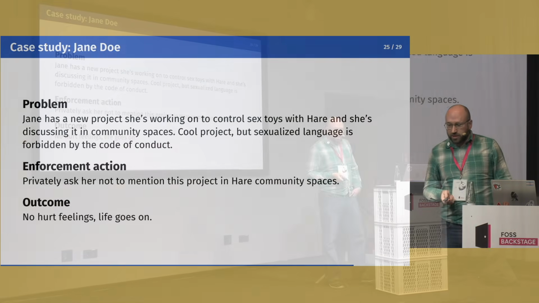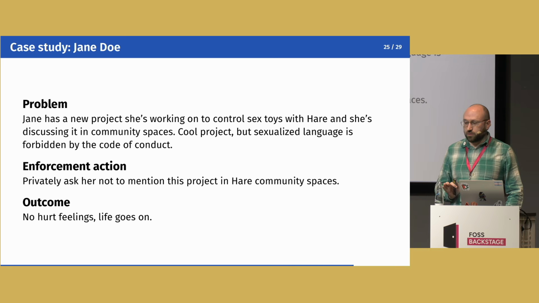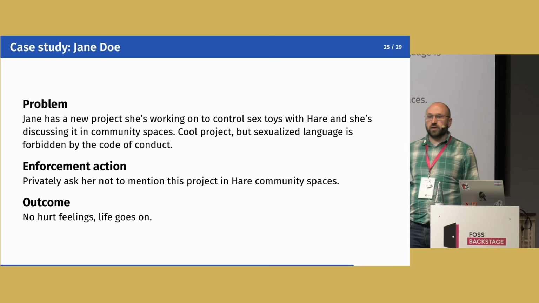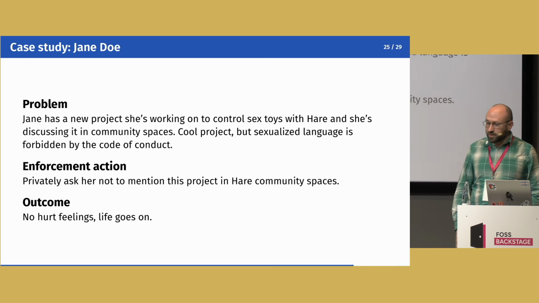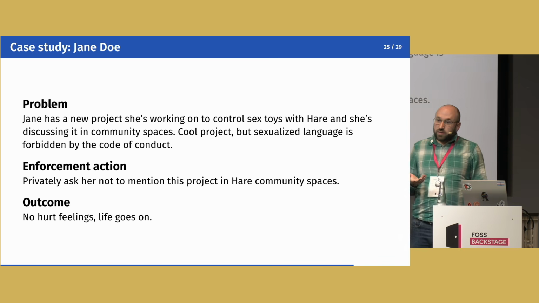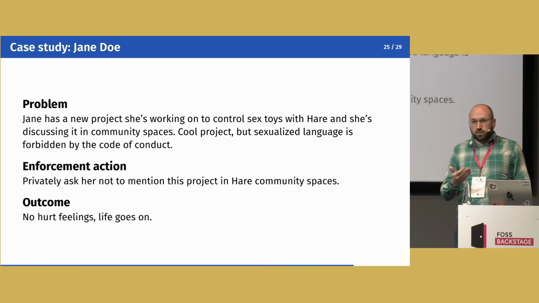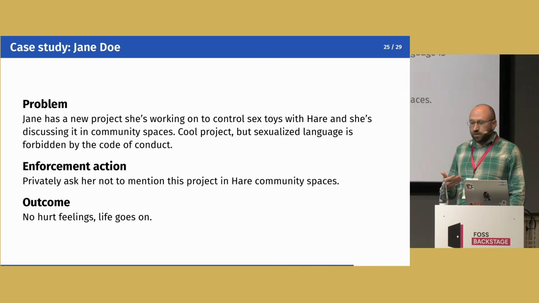And then let's talk about Jane Doe. Jane has this exciting project she's working on which controls sex toys using Hare. And she's discussing it in community spaces. She is posting links to her code to explain how certain features of Hare works. Look, here's an example in my own project. It's the sex toy project, right? Now, this is not an easy case because there's nothing wrong with this project. I think it's really cool personally. But we don't like sexualized language in our community spaces.